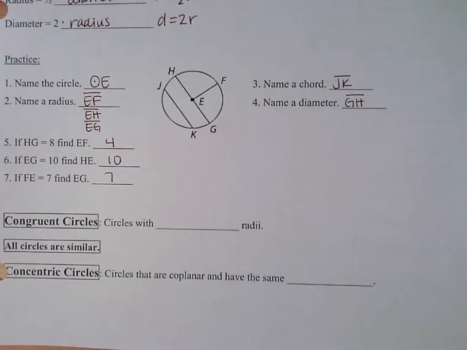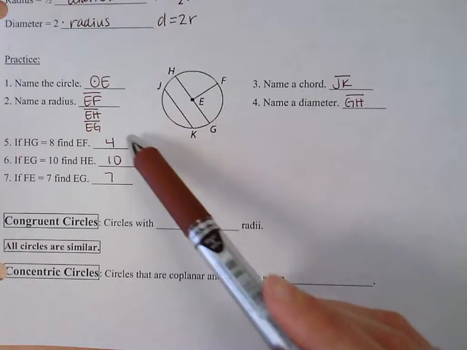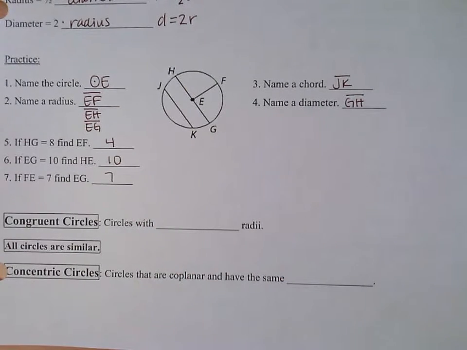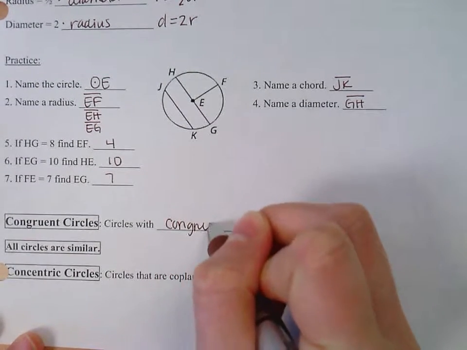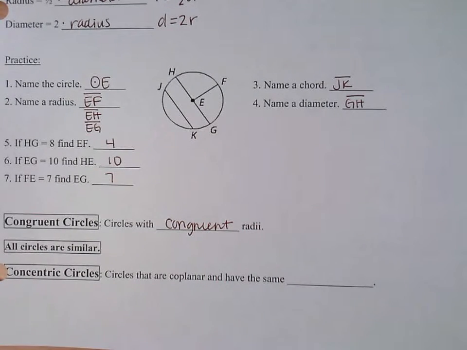Okay, so just making sure that you understand the relationship between diameter and radius. That was 5 through 7 here. So then we have congruent circles versus similar circles, and then also we have concentric circles. Congruent circles are circles that have congruent radii. So just think as in other shapes as well, if they're congruent, they have to be the same size, which means their radius would be the same length, their diameters would be the same length.